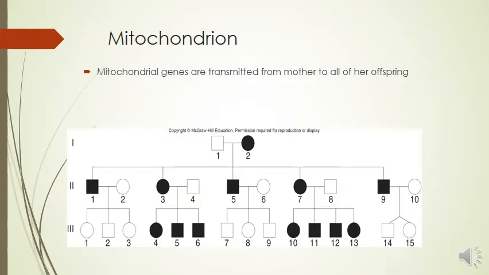Now let's go back to the inheritance of a mitochondrial disease. Let's remember that the mitochondria are in the cytoplasm. When fertilization takes place, it is only the nucleus of the sperm that makes up the zygote. Therefore, the mitochondria in the cytoplasm are going to come from the female. So if a female has a mitochondrial disease, all of her offspring will be affected. If a male has a mitochondrial disease, he will not pass on the disease to his offspring.